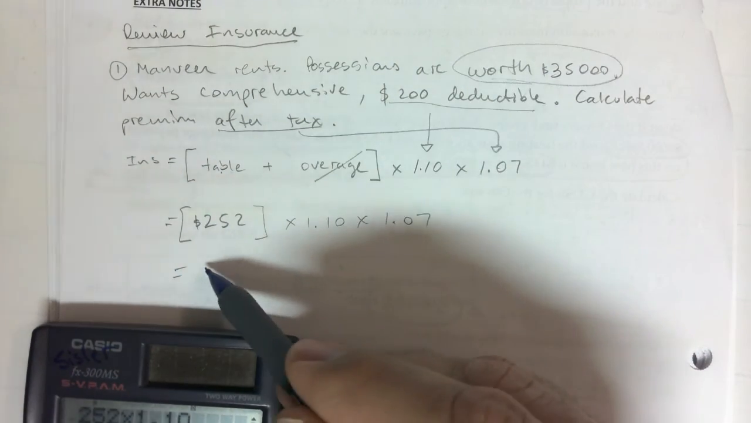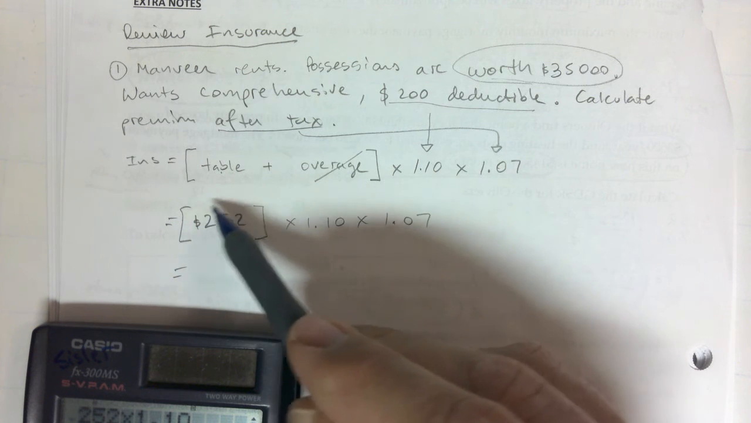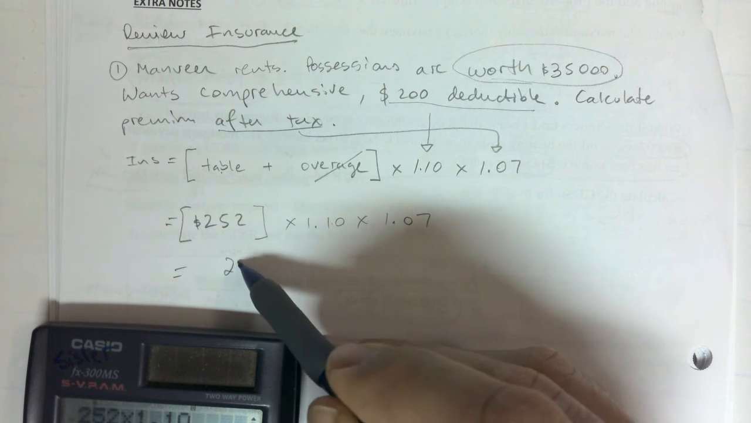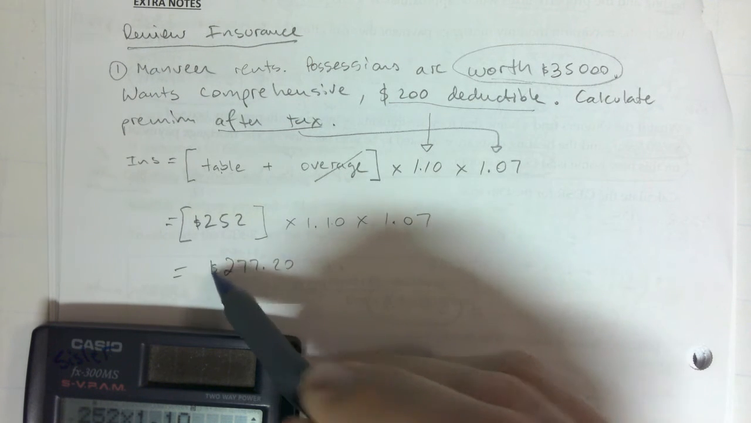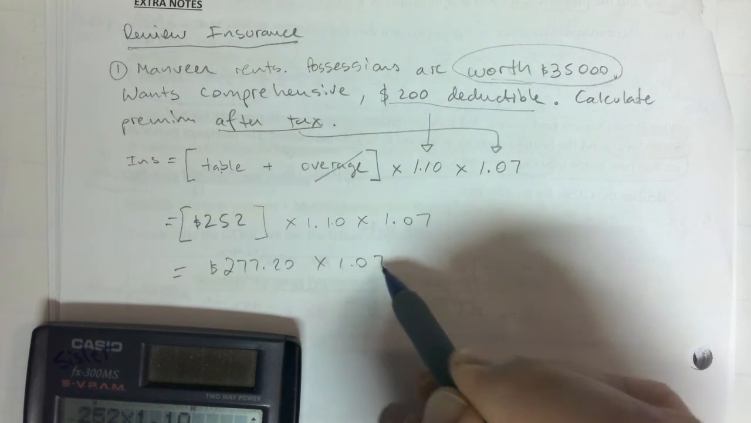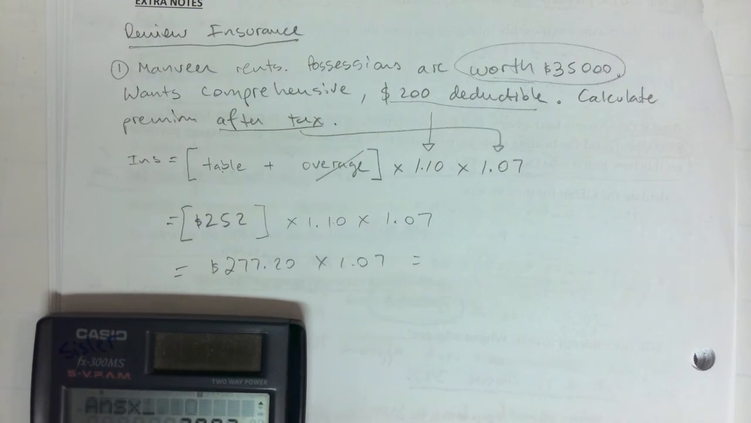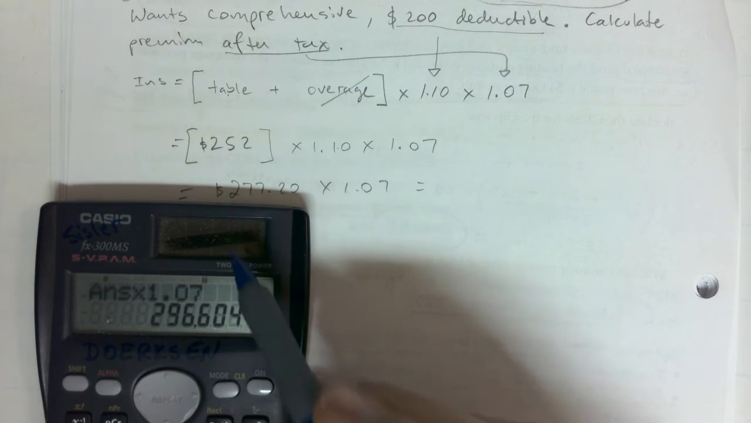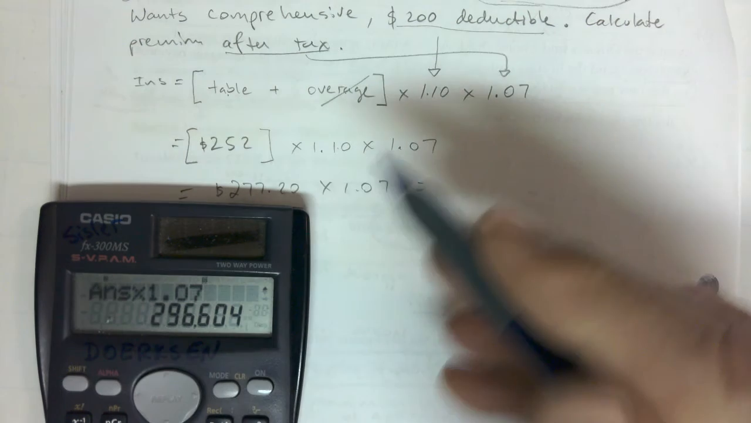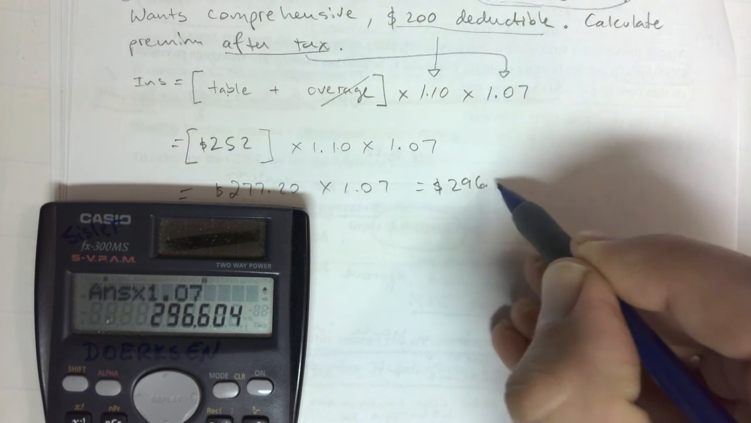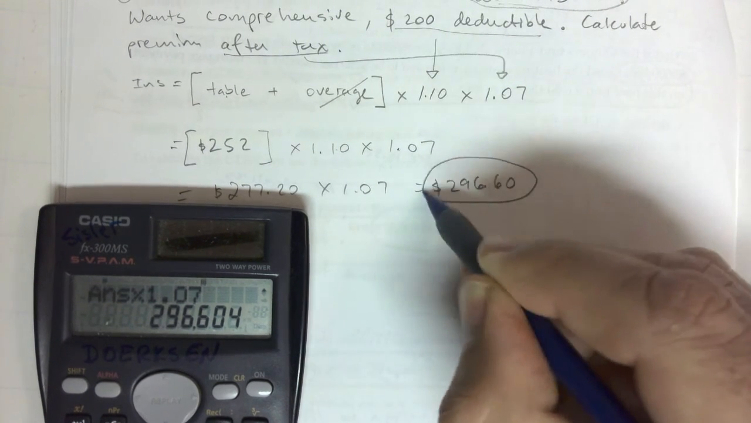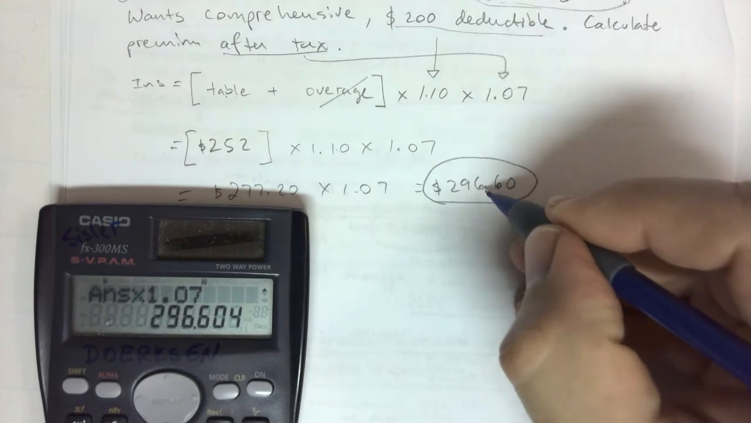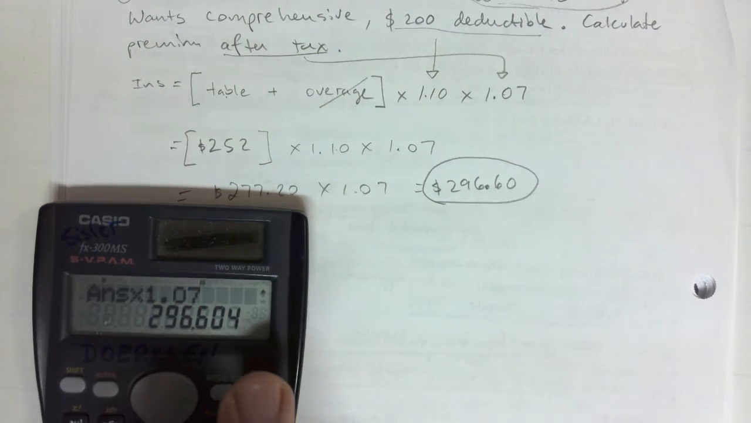Let's recap. This would have been a $500 deductible by default. You add the 10% to make it a $200 deductible before tax. And now we're going to multiply by 1.07, and multiply that number by 1.07 to give me 296.60. This is the one that answers the whole thing. 296.60, and this is always per year.